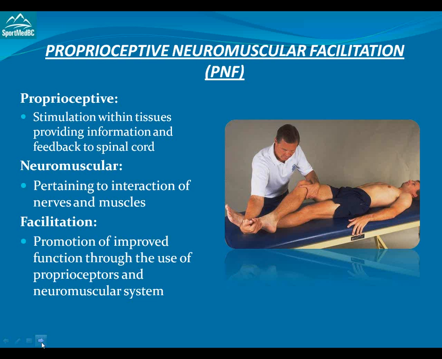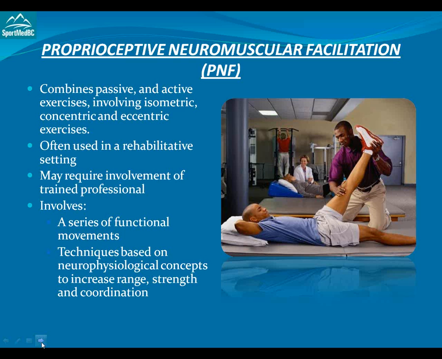Proprioceptive neuromuscular facilitation. If we break it down, it's about the stimulation within the tissues that provides information or feedback to our spinal cord. So that's the proprioceptive part. It's at a cellular level. Neuromuscular really just means the interaction of our nerves, which actually innervate and make our muscles work. And then lastly, the facilitation comes down to the promotion of improved function through the use of these proprioceptors and our neuromuscular system. So this will involve combining passive and active exercises and all sorts of different contractions.